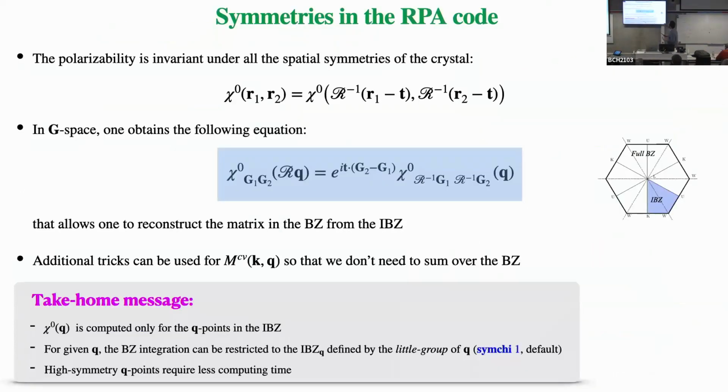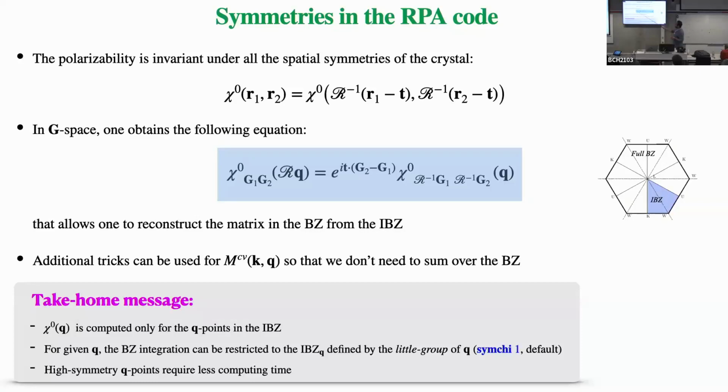Very briefly, as I mentioned, the code is able to exploit symmetries for the wave functions, and a similar trick can be used for the polarizability and the self-energy. The polarizability is invariant if we rotate both spatial arguments, with the spatial rotation and the fractional translation. If you start from this equation and go to Fourier space, you get a relation between the polarizability at point Rq and the polarizability at point q. This is the expression that we use to reduce everything to the IBZ.